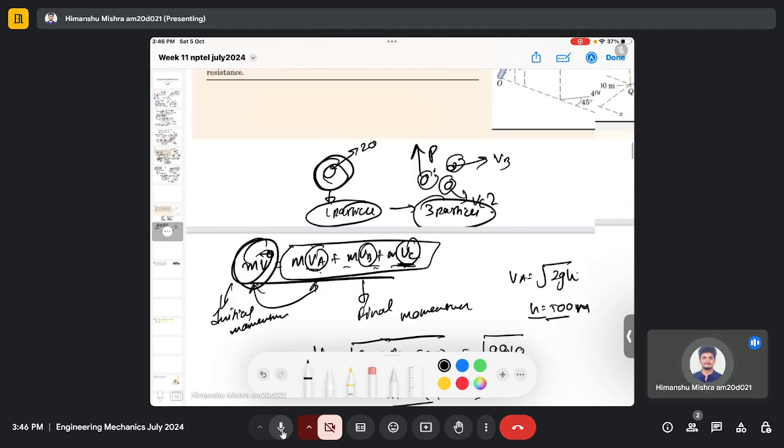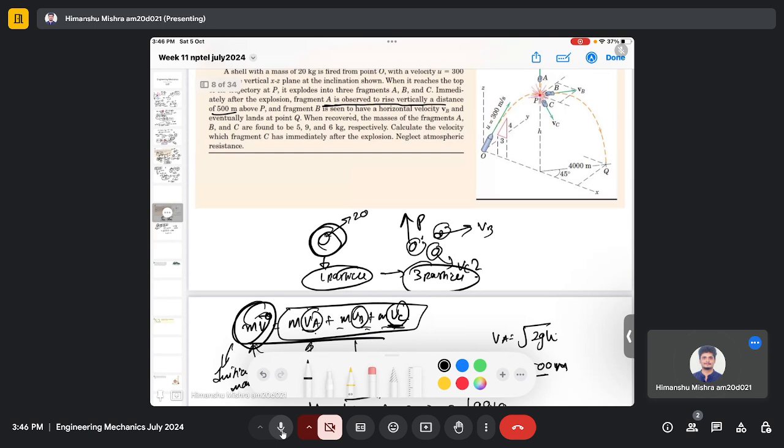Now for particle B, it is given that it has a horizontal velocity VB and eventually lands at point Q, right? So this was the point P, and particle B actually lands at point Q, which is 4000 meter from the origin. So this is the distance, 4000 meter, and then I can obtain the velocity of B as distance divided by time.